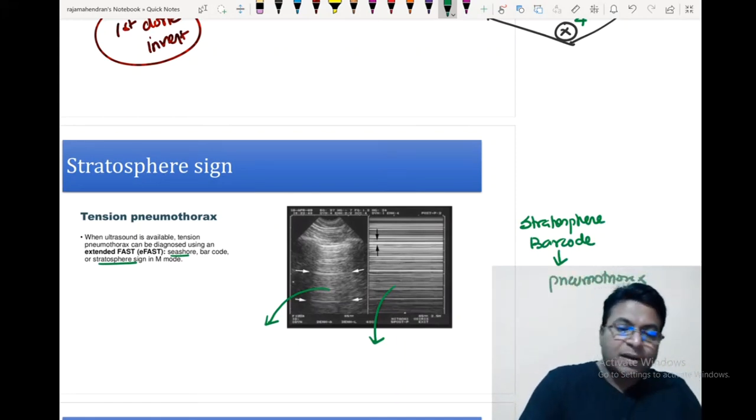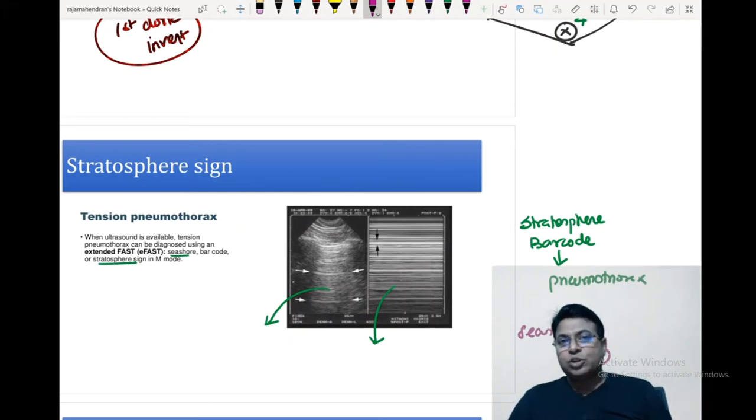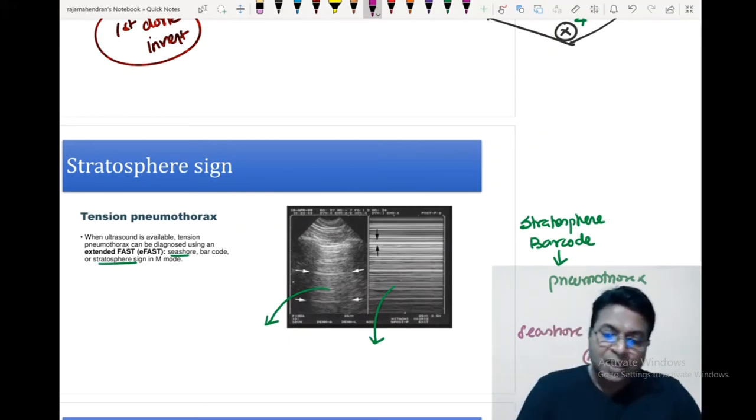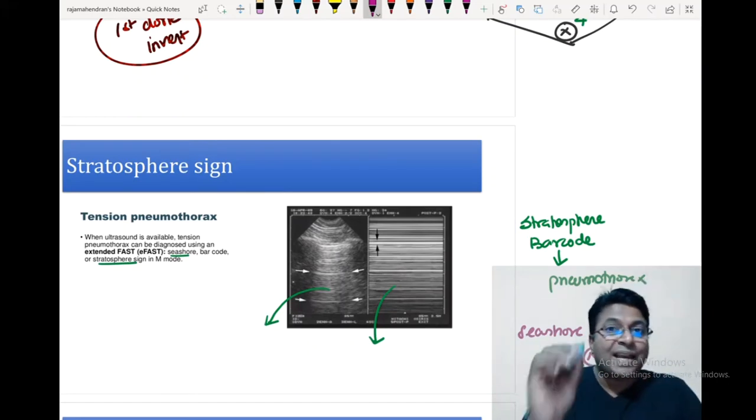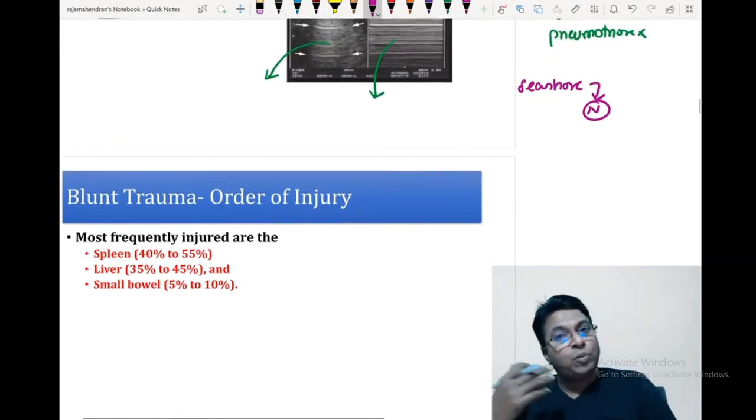So actually, surgery books have mentioned wrongly that seashore sign is a normal finding. Okay, it's a normal finding. But some books have also mentioned seashore sign is also seen in chest trauma in pneumothorax. So pneumothorax can also be diagnosed by E-FAST. Very interesting point is, E-FAST can also diagnose pneumothorax.